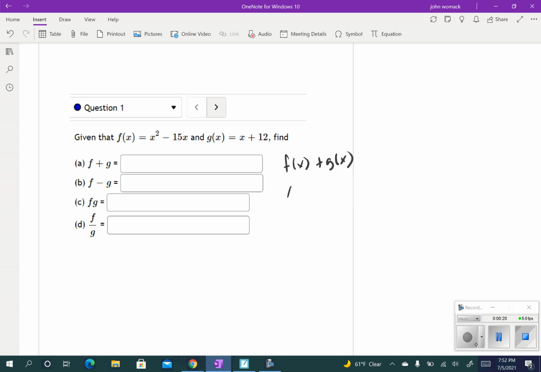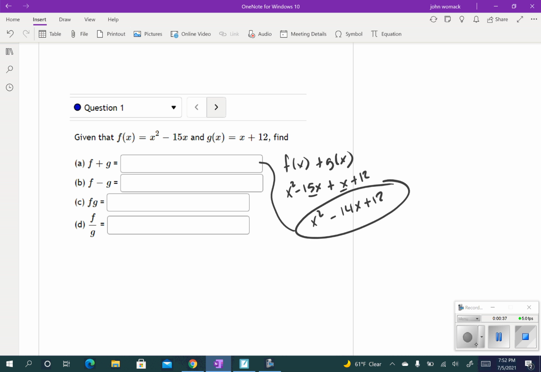F of x is x squared minus 15x. G of x is x plus 12. Combine, and we go to x squared, then minus 15x plus x is minus 14x, plus 12. Okay, there's our addition right there.